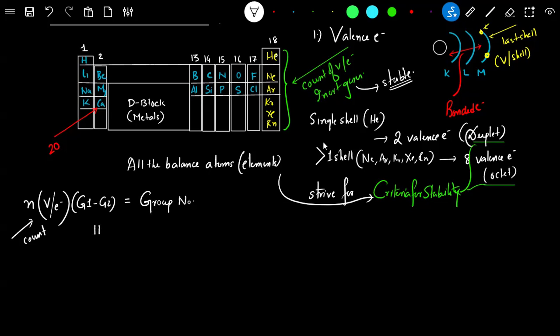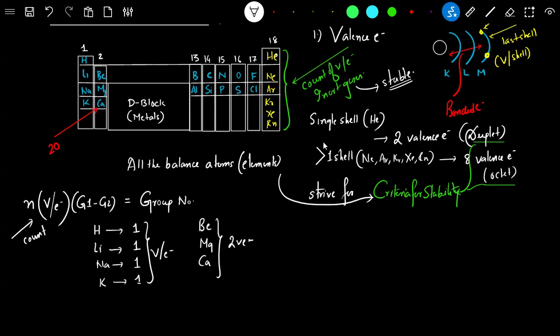What does this mean? Hydrogen has 1 valence electron, lithium has 1 valence electron, sodium has 1 valence electron, and potassium has 1 valence electron. Tell me, does this make sense? Whatever your group number is will actually be the count of valence electrons that you have. That's for group 1 and group 2. So we also go for beryllium, which is in group 2, and then we have magnesium and calcium. All these have how many? 2 valence electrons. Is this much clear? Are you fine with this much? Any doubt out here? Okay, fine.